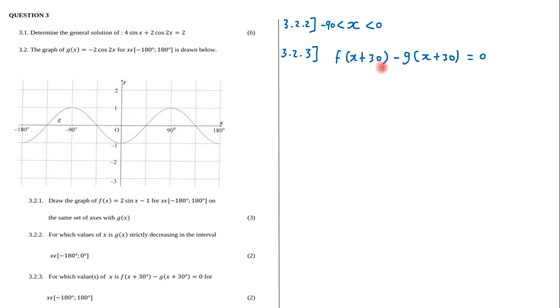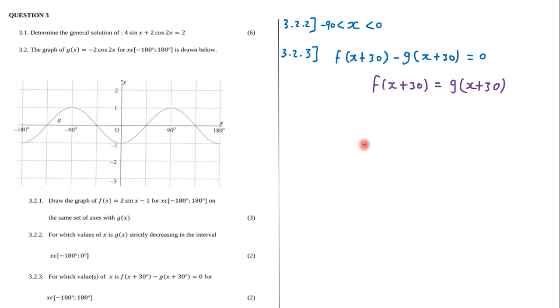Now, when you're dealing with questions like that, such things don't actually make sense, right? So here they just did it like that to confuse you, right? So the first thing that you need to understand here is that they're not asking you to subtract two values equals to 0. But basically they're asking you to find the values where f of x plus 30 is equal to g of x plus 30, right?